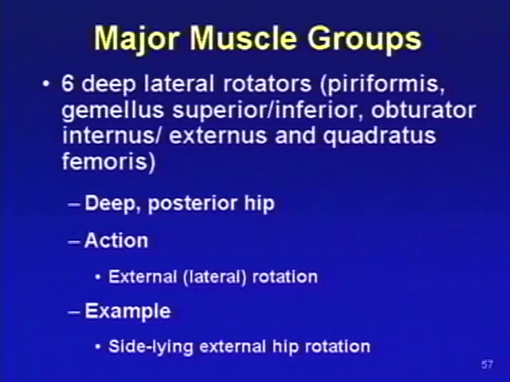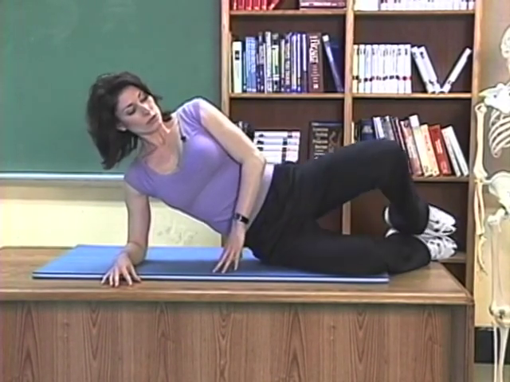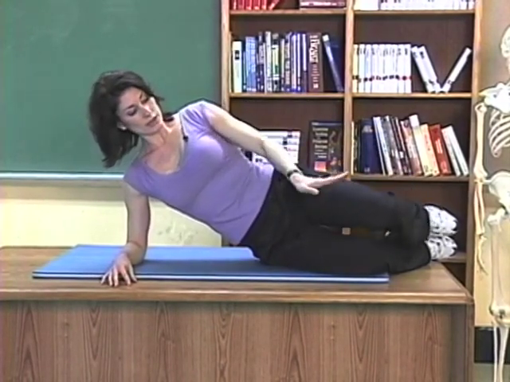An example of an exercise that works the deep lateral rotators of the hip would be side-lying external hip rotation. So for side-lying external hip rotation, keeping the knee flexed and just rotating the hip in an outward direction is all that's necessary. Having the feet anchored and just opening the legs, again, helps stabilize and helps make this a more efficient action.